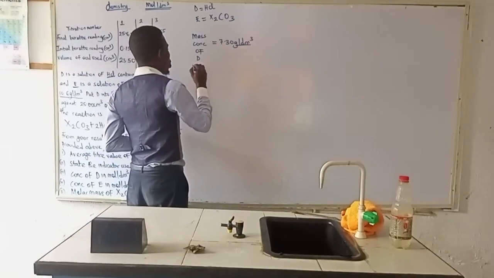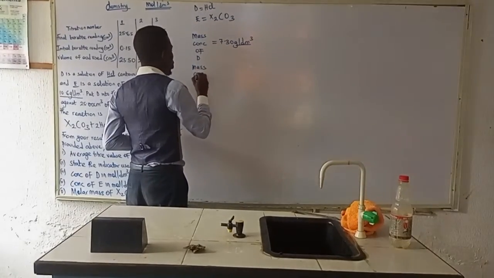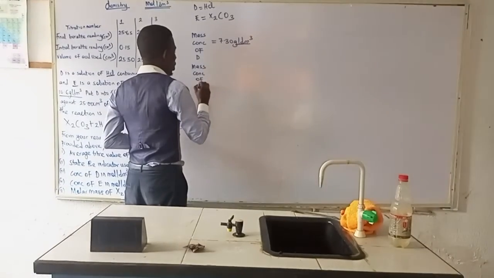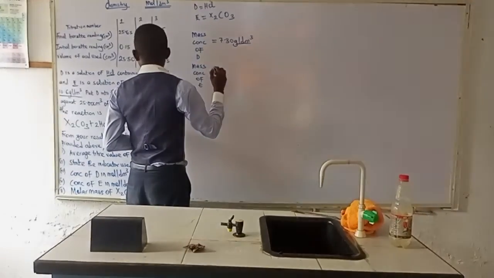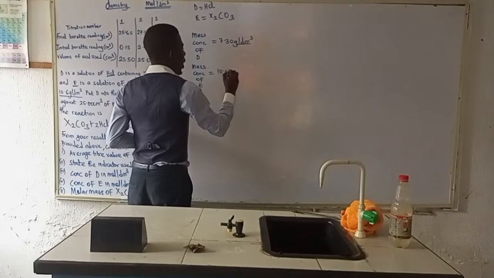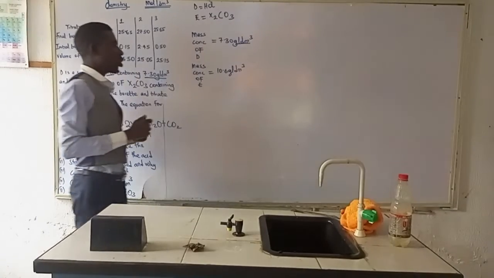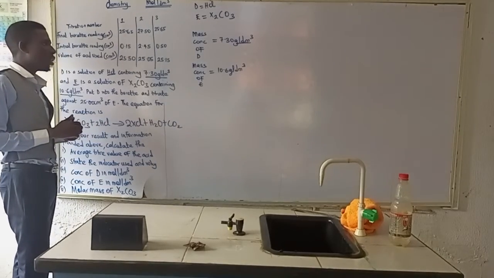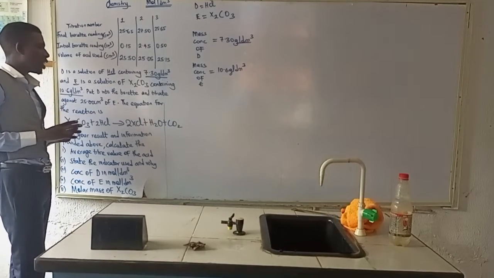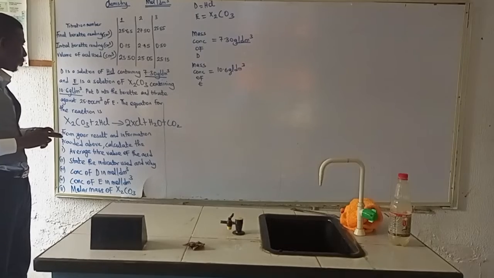Now for E, they gave us the mass concentration of E to be 10.6 gram per dm cube. Mass concentration of E was also given in this question. The mass concentration of E is 10.6 gram per dm cube.